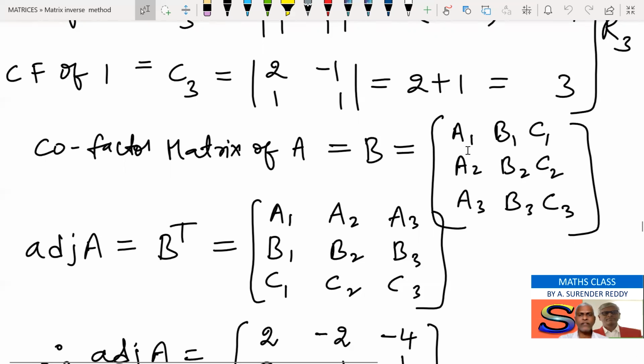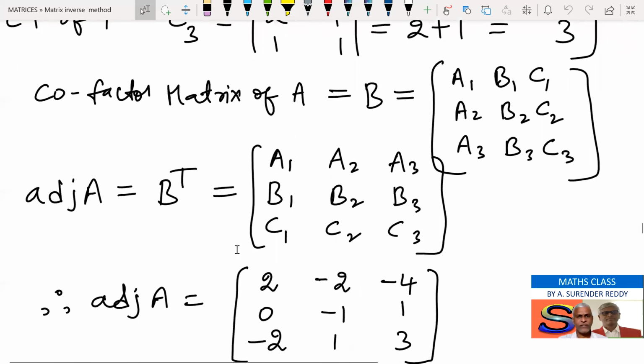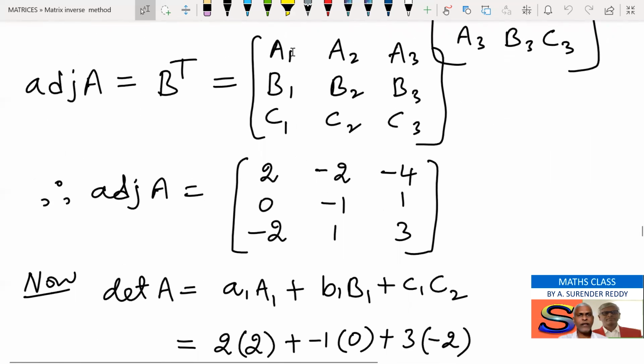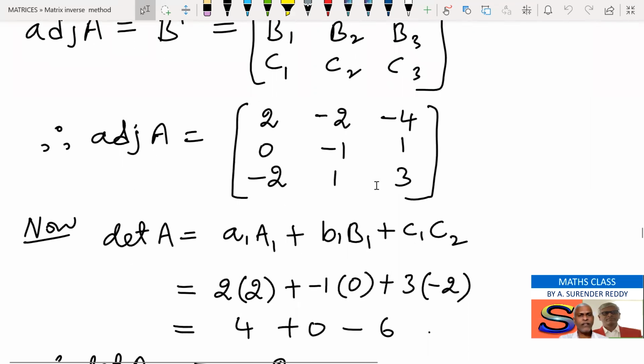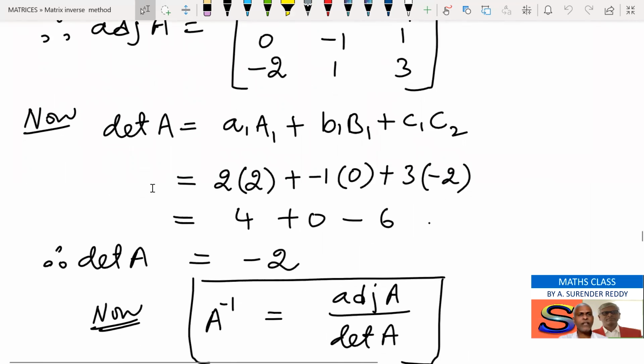So transposing the cofactor matrix, that is converting the rows into columns, will give us the adjoint matrix. So here, writing the cofactors of first row as first column, second row as second column, third row as third column will be the adjoint matrix. So after calculating adjoint, now it is time to find the determinant.